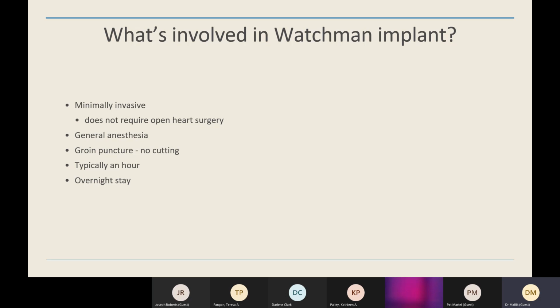The procedure is heavily dependent on the anatomy of the appendage, the left atrial appendage. So sometimes it can take a couple of hours, but typically it takes 45 minutes to an hour. Patients stay overnight for monitoring purposes. We check in the morning, make sure everything looks good. And that's done with an ultrasound of the heart done from the outside, so just a regular echocardiogram. And if their blood pressures are doing well, groin is doing well, patients go home the day following the procedure.